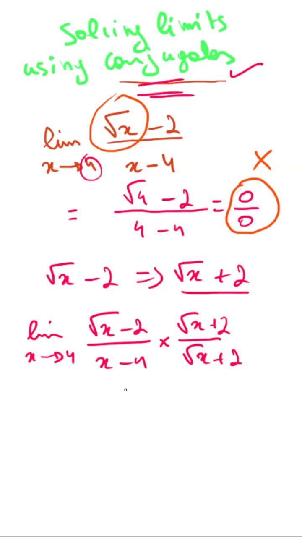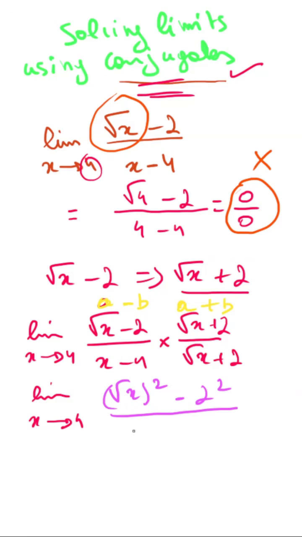So let's now do the calculation. We have the limit when x tends to 4, okay? So this one times this one. It's like a minus b times a plus b, and what do we get? We get a squared minus b squared, okay? So it is equal to a squared, which is radical x squared, minus 2 squared, over x minus 4 times square root of x plus 2.